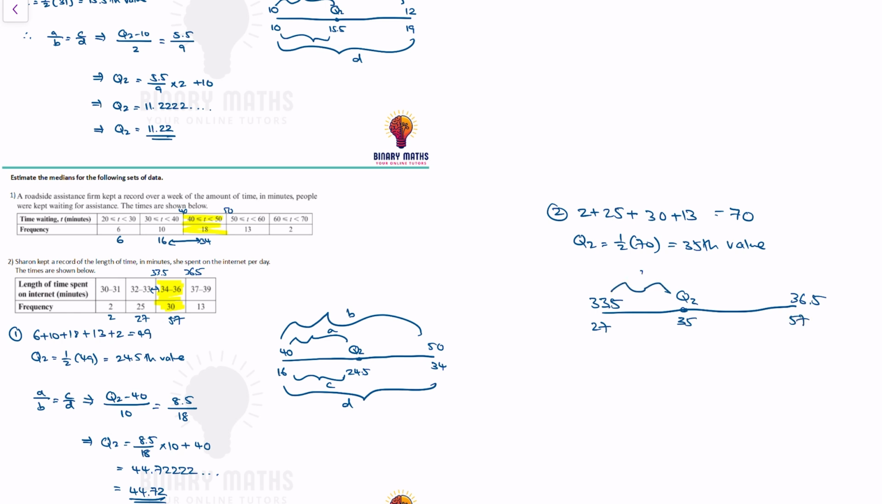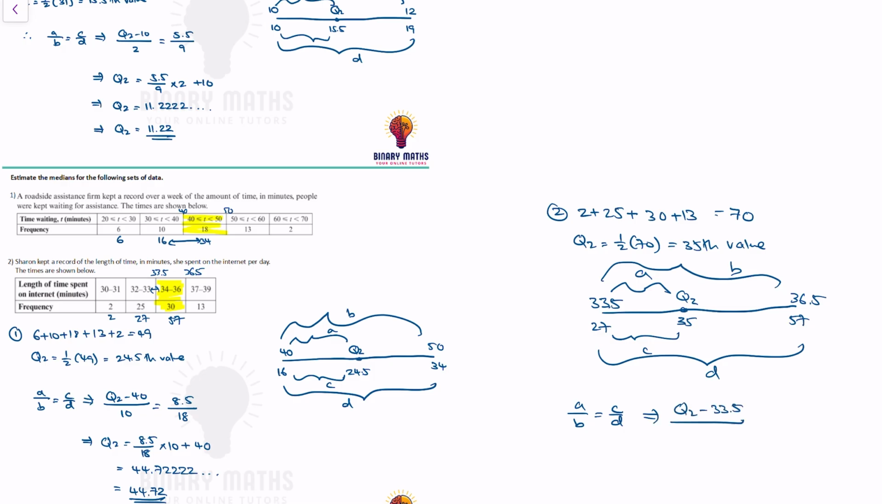Okay, so remember A over B is equal to C over D, which implies (Q2 minus 33.5) over (36.5 take away 33.5, which is 3) is equal to (35 take away 27, which is 8) over 30, which implies Q2 is equal to 8 over 30 times by 3 plus 33.5, which implies Q2 is equal to an exact value of 34.3.